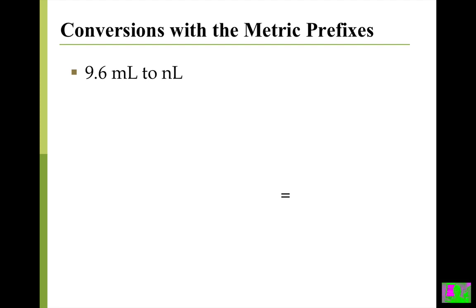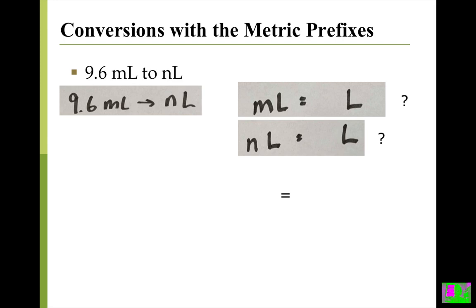Let's do a slightly harder one. 9.6 milliliters to nanoliters. This is a little harder because I'm not going back to the base unit. So my approach for this is to use two conversion factors. You could ask yourself how many nanoliters are in a milliliter. There are definitely ways of making one conversion factor to capture that equality, but my approach is to write two conversion factors. First, what's the relationship between milliliters and liters? And second, what's the relationship between nanoliters and liters? So I'm comparing both prefix units to the base unit liter.